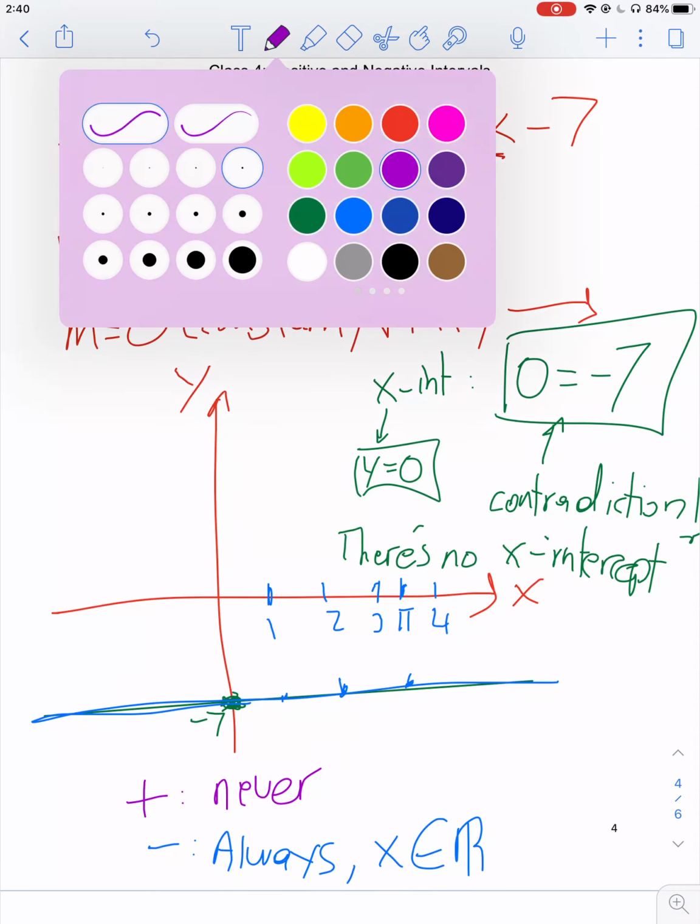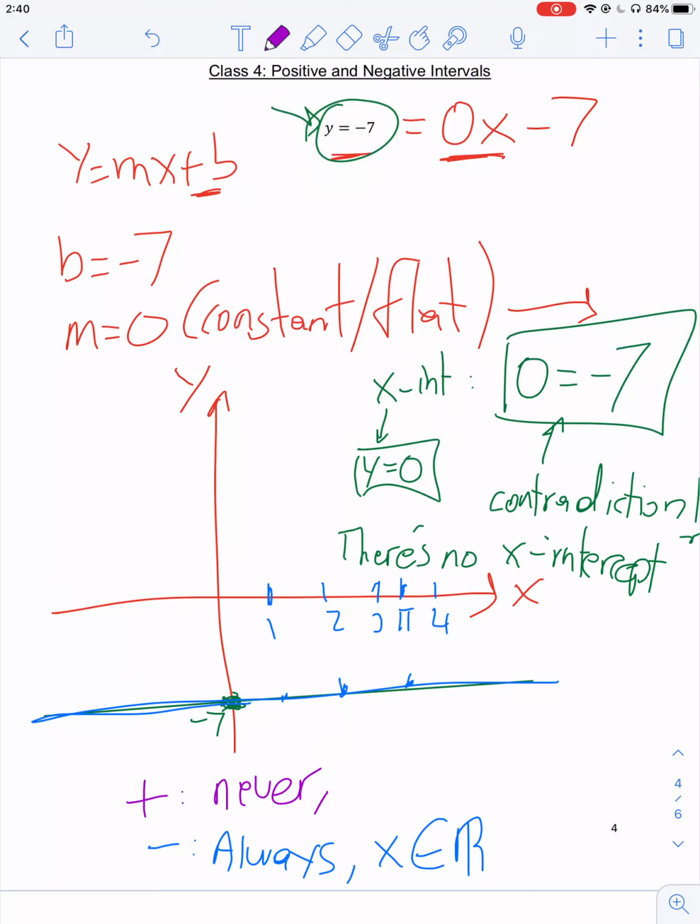Now, never in math means x belongs to an empty set. This is the definition of an empty set. It means that x is not taking any real value. It just belongs to an empty set. So no x values make my function negative. These are some notations for you to think about if you want, but I'm still going to accept never and always. So that is it for positive and negative.